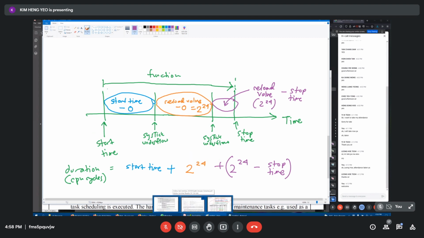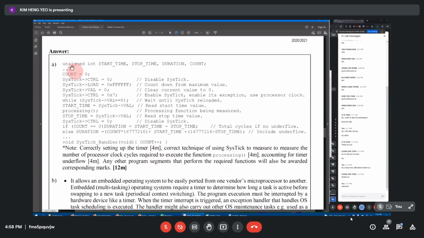Let's look at our code. First we set count to 0. What's count for? A count is to count how many times we underflow.